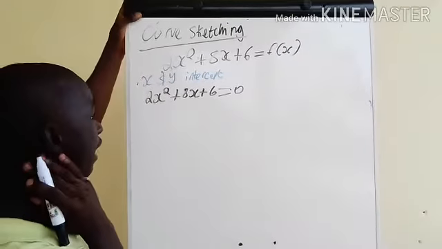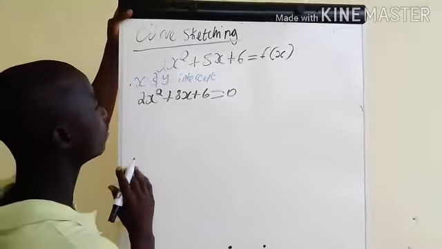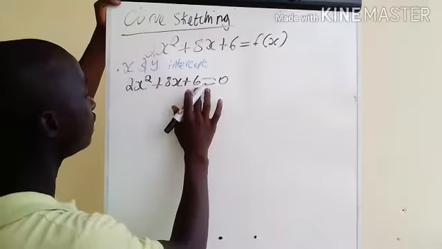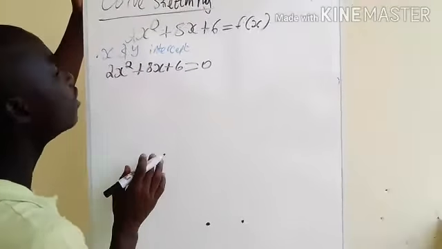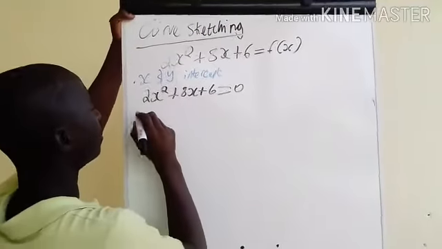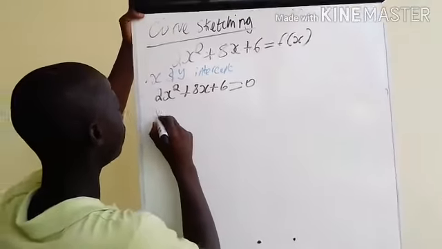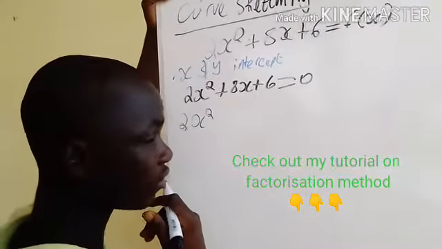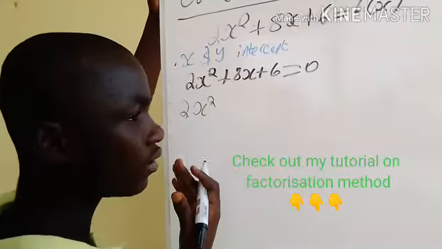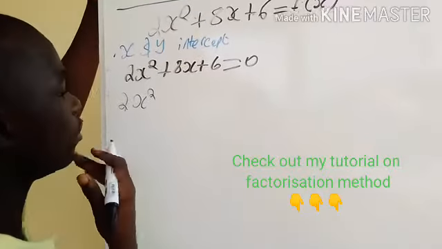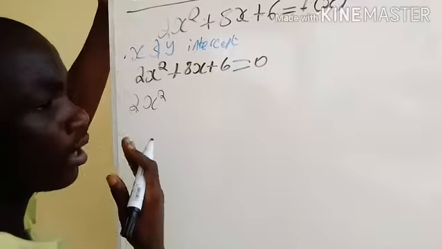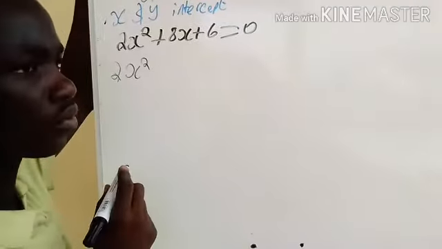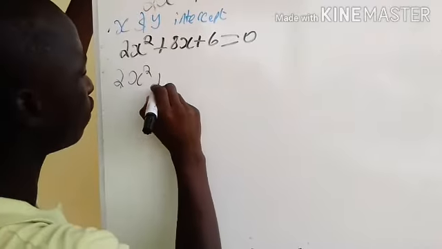So we're going to solve this by the factorization method. You look for two numbers which, when you multiply, give the product of a and c, which is 12, and which, when you add, give you 8. I can easily identify the numbers here. If you have not checked out my quadratic tutorial on the factorization method, I'd encourage you to go ahead and check the video. It will be of good help to you. But you can still use any other method which you are comfortable with and like best. But I will use the factorization method here.